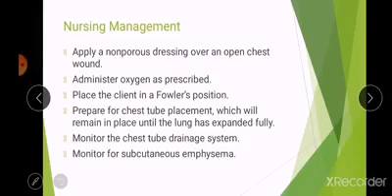Monitor the chest tube drainage system. Diba tinuruan na kayo kung paano mag-monitor? Ano yung makikita nyo? Ano yung normally na makikita? And ano yung mga abnormal na nakikita? And monitor for subcutaneous emphysema. Diba yung air that is present within the subcutaneous parts.